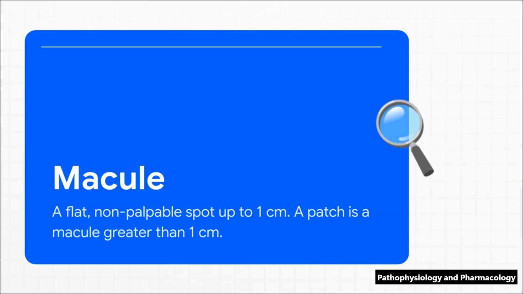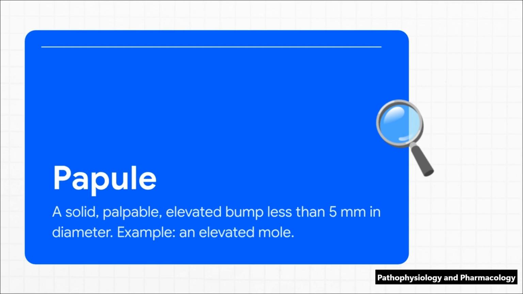A macule. This is just a flat spot. You can't feel it when you run your finger over it. It's purely a change in color. A freckle is the perfect example. Now, if that flat spot gets bigger than 1 centimeter, we just give it a different name, a patch. Simple as that.